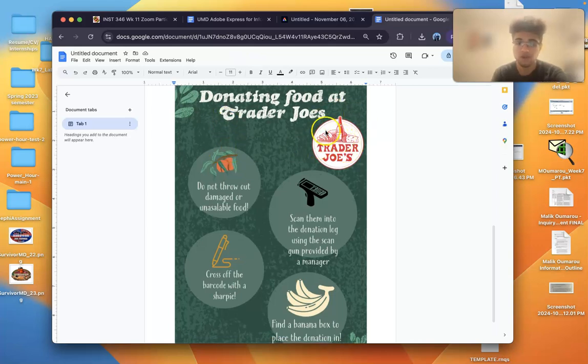Once again, I put the Trader Joe's logo on there. Had a green backdrop because it's about food. It's about recycling, being sustainable and ethical with our food waste.